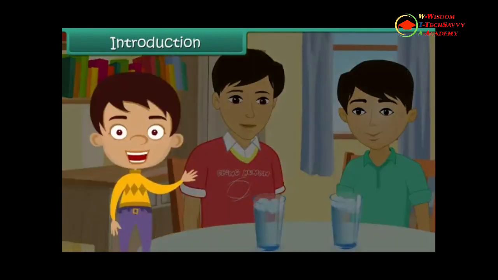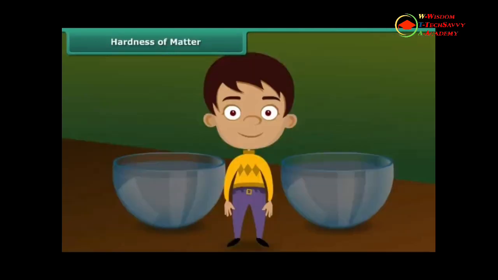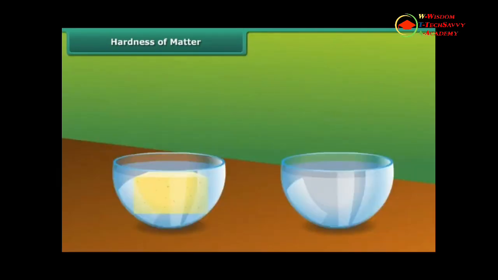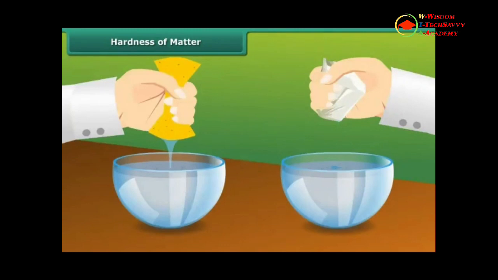In this lesson, we will learn about the properties possessed by different materials. Let us perform a small activity to understand the concept of hardness or softness of material. Take a sponge soaked in water. Now take a stone drenched in water. Try to squeeze both to remove water.